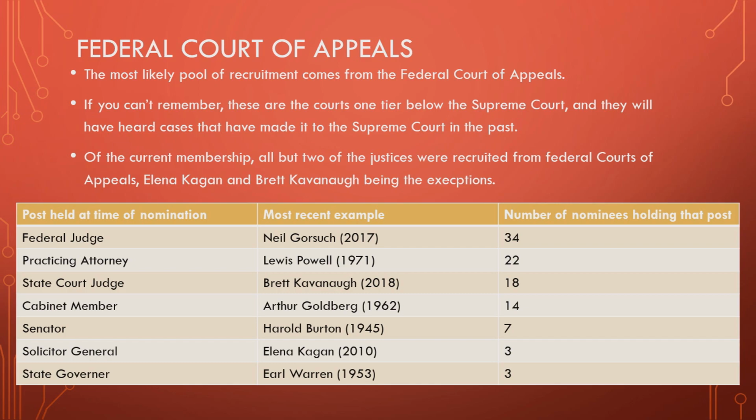Of the current membership of the Supreme Court, all but two of the justices were taken from the Federal Court of Appeals. Elena Kagan and Brett Kavanaugh are the exceptions. So as you can see from this little table here, Brett Kavanaugh was a state court judge, where 18 of the past nominees for the Supreme Court have come from, and Elena Kagan was a Solicitor General, and 3 of the nominees from the past have come from that post. As you can see here, 34 people have been a federal judge before they made it into the Supreme Court, including Neil Gorsuch under Donald Trump. So that is the most popular way of working out your candidates.